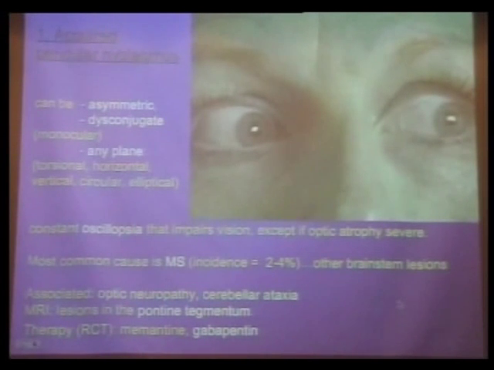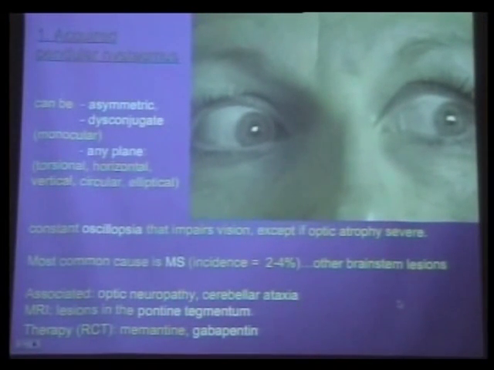Most often these patients do complain of oscillopsia, except if they also have an associated optic atrophy that makes their vision rather poor, to the point where it's hard for them to appreciate the movement of the image. And the reason why they might have optic atrophy is because the most common cause of this disorder, or the most common scenario, is multiple sclerosis. We worked out some years ago that the incidence in our population was about 2 to 4% of MS patients who would have this.